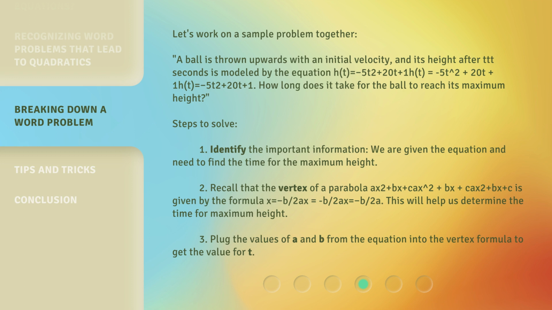Steps to solve. 1. Identify the important information. We are given the equation and need to find the time for the maximum height. 2. Recall that the vertex of a parabola ax² + bx + c is given by the formula x = -b/2a. This will help us determine the time for maximum height. 3. Plug the values of a and b from the equation into the vertex formula to get the value for t.